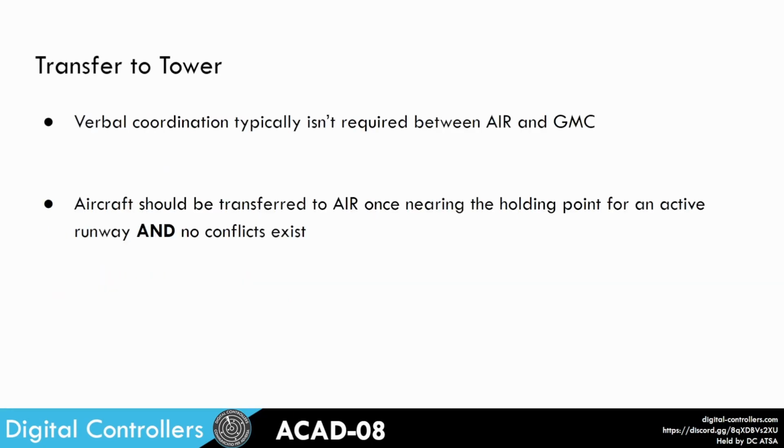Then we have the transfer to tower. Verbal coordination typically isn't required between air and GMC. However, aircraft should be transferred to the air controller once they are nearing the holding point for an active runway and no ground conflicts exist. That part is important.